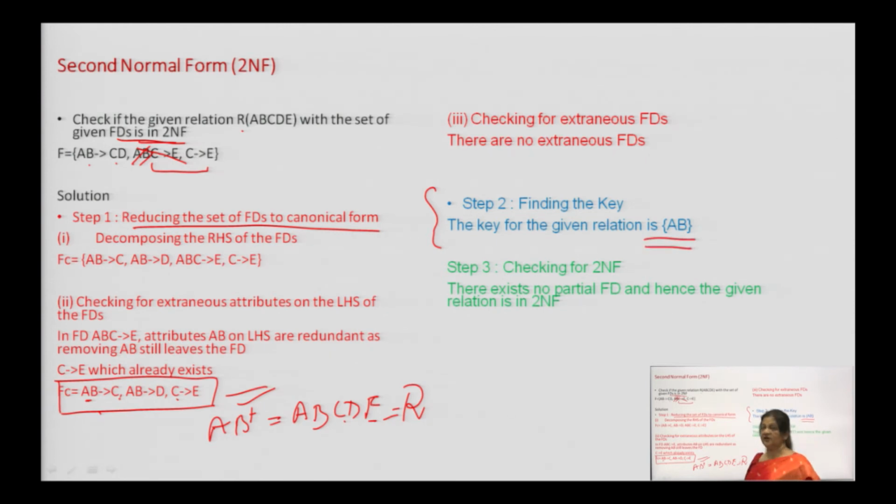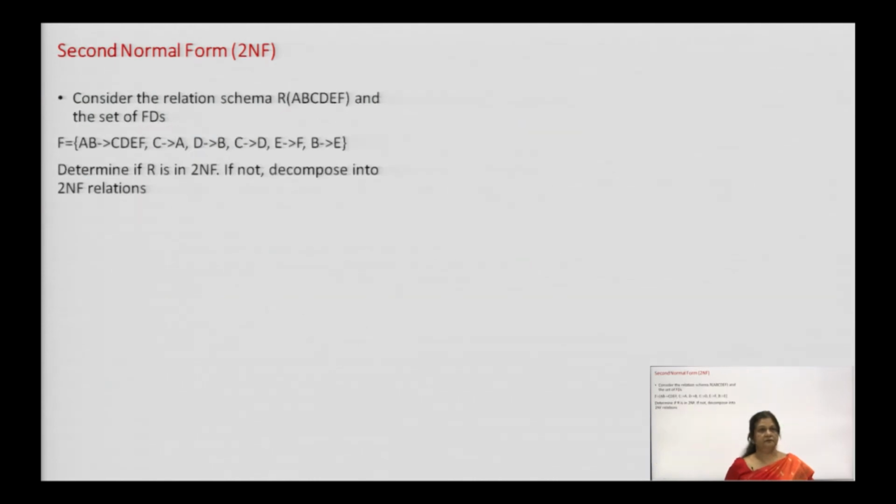Now, checking for the partial functional dependencies, AB to C: the non-prime attribute C is fully functionally dependent on the key, no partial functional dependency. The non-prime attribute is fully functionally dependent on the key, no partial functional dependency. Neither C nor E are prime attributes. So, no partial functional dependency over here. Hence, we say that the given relation schema is in 2NF as no partial functional dependency exists.